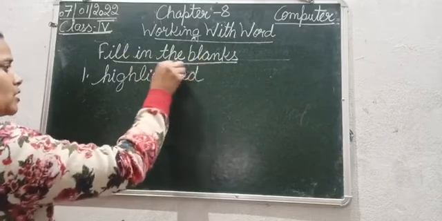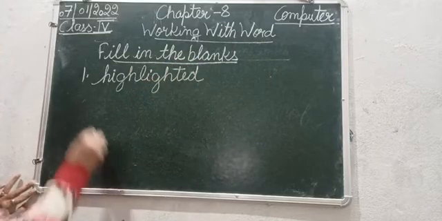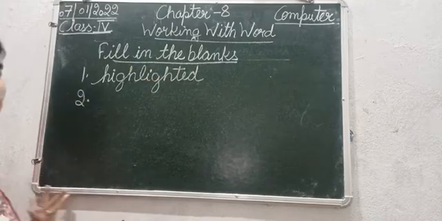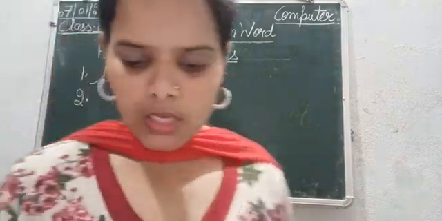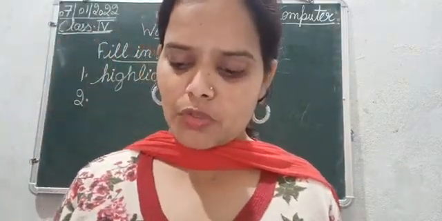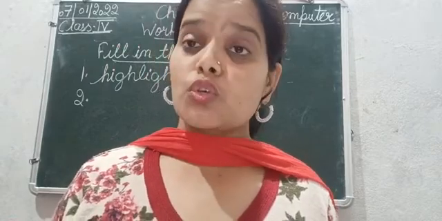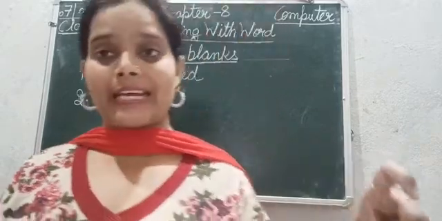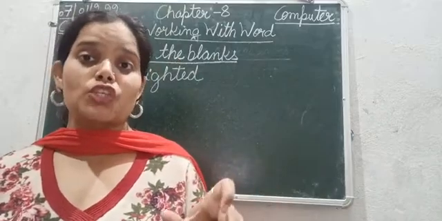Highlighted. So selected text will appear highlighted on the screen. Second one, dash is the shortcut command to make the text bold. So when you want to make a selected text in the bold letter, what is the shortcut key?